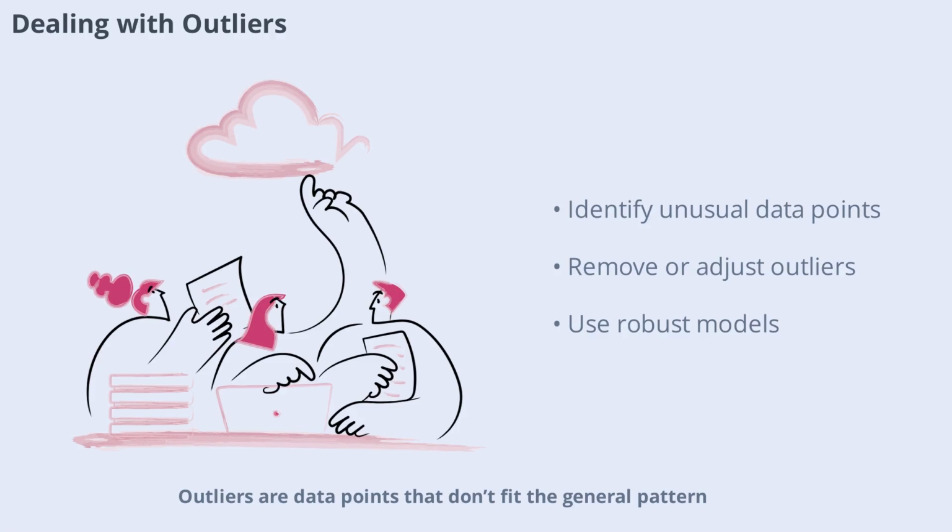Outliers are data points that don't fit the general pattern. They can have a big impact on model fitting, sometimes skewing results or leading to poor predictions. Identifying and handling outliers, either by removing them or using robust models, helps ensure your model is accurate and reliable.